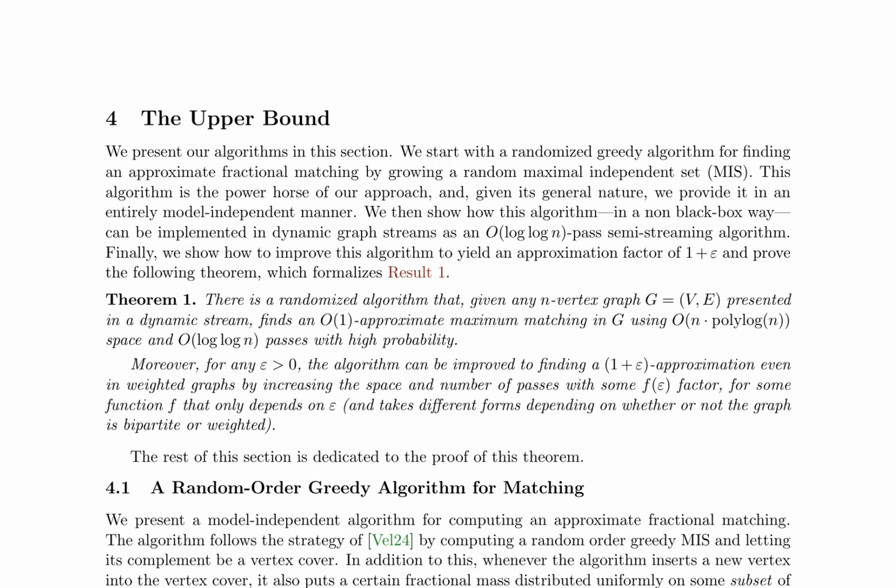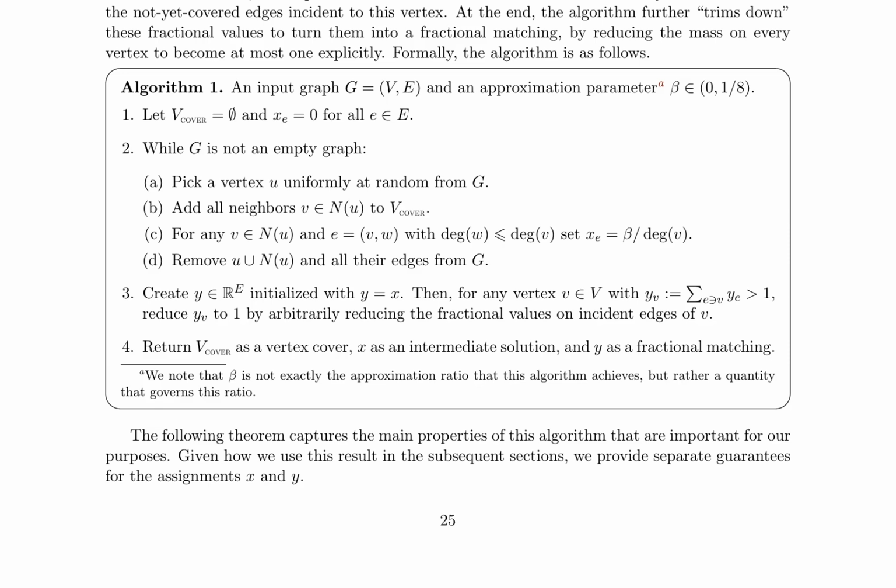The paper presents a randomized greedy algorithm for finding an approximate fractional matching in a graph by growing a random maximal independent set, MIS. This algorithm is the core of the approach and is provided in a model-independent manner. The algorithm can be implemented in dynamic graph streams as an O(log n) pass semi-streaming algorithm. It can also be improved to yield an approximation factor of 1 plus epsilon and prove the following theorem, which formalizes result 1. The algorithm follows the strategy of VEL24 by computing a random order greedy MIS and letting its complement be a vertex cover.